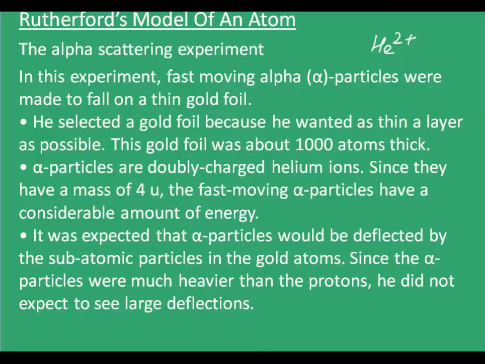He selected a gold foil because he wanted a layer as thin as possible. This gold foil was about 1000 atoms thick, that is very thin in width. Alpha particles are doubly charged helium ions, as I told earlier. Since they have a mass of 4u, the fast-moving alpha particles have a considerable amount of energy. It was expected from the experiments that alpha particles would be deflected by the subatomic particles in the gold atoms. Since the alpha particles were much heavier than the protons, he did not expect to see large deflections.